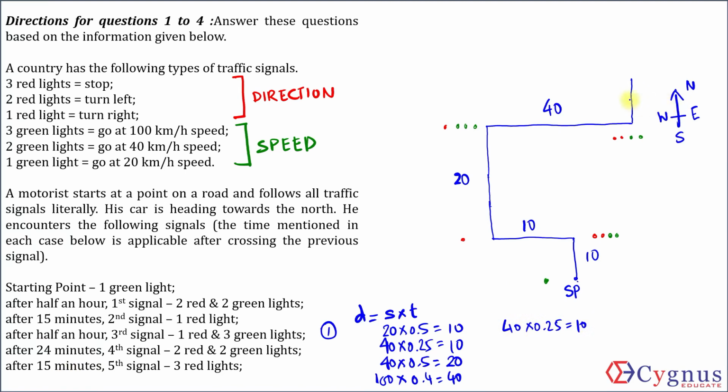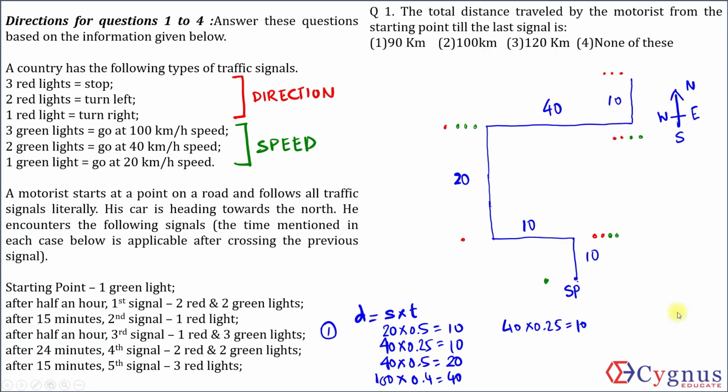10 kilometers. Now what? After 15 minutes, fifth signal, 3 red lights. 3 red lights means he's supposed to stop. So this is his journey map. Now let's answer the questions.